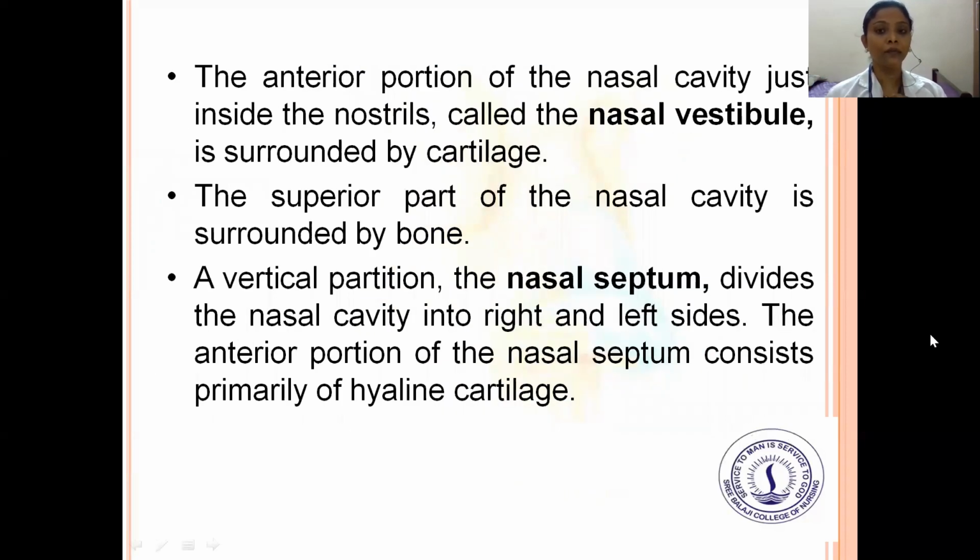The anterior portion of the nasal cavity just inside the nostrils is called the nasal vestibule. It is surrounded by cartilage. The superior part of the nasal cavity is surrounded by bone. The vertical partition, that is the nasal septum, divides the nasal cavity into right and left sides. The anterior portion of the nasal septum contains primarily hyaline cartilage. So the nasal septum divides the cavity into right and left sides, and each has its own hyaline cartilage.